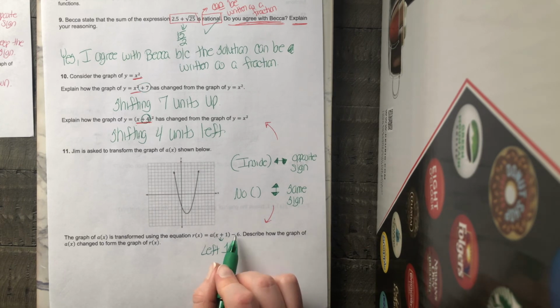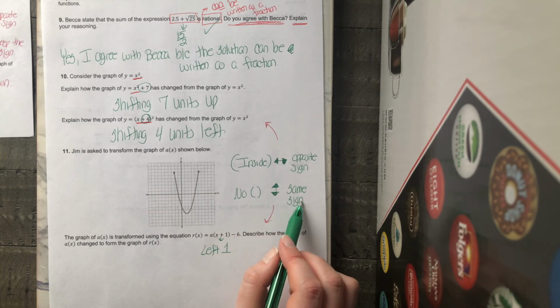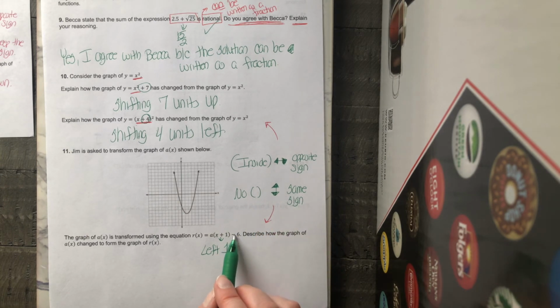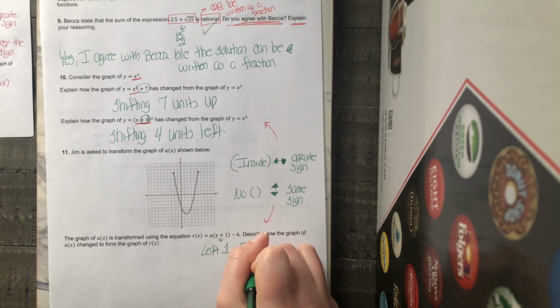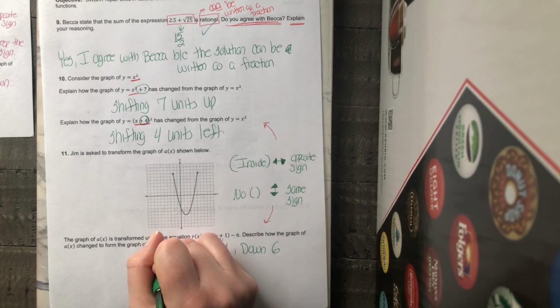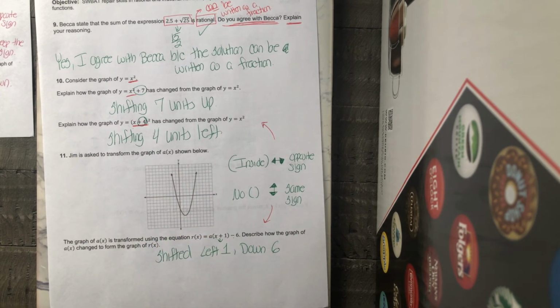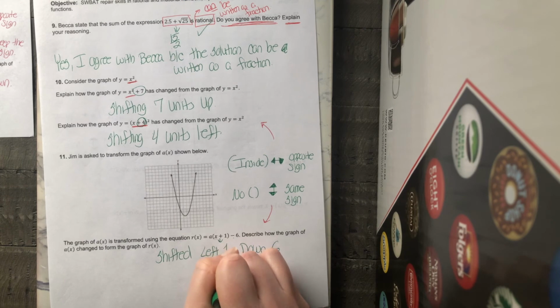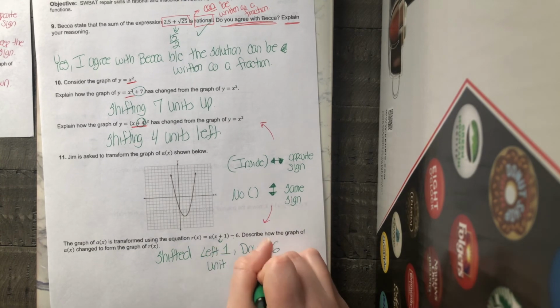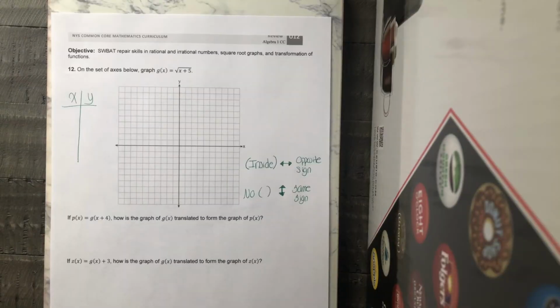And then the -6 has no parentheses around it. That's up or down, and I keep the sign. It's that same sign. So if it says -6, that means I'm going down 6. So how is it moving? We're shifting left 1 unit and then down 6 units. And that's it. All right, boys and girls, looking at number 12, our last question.